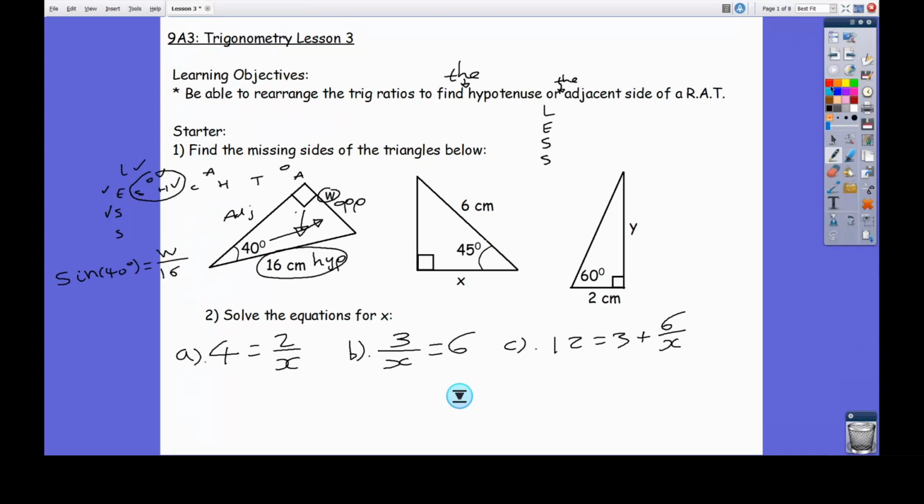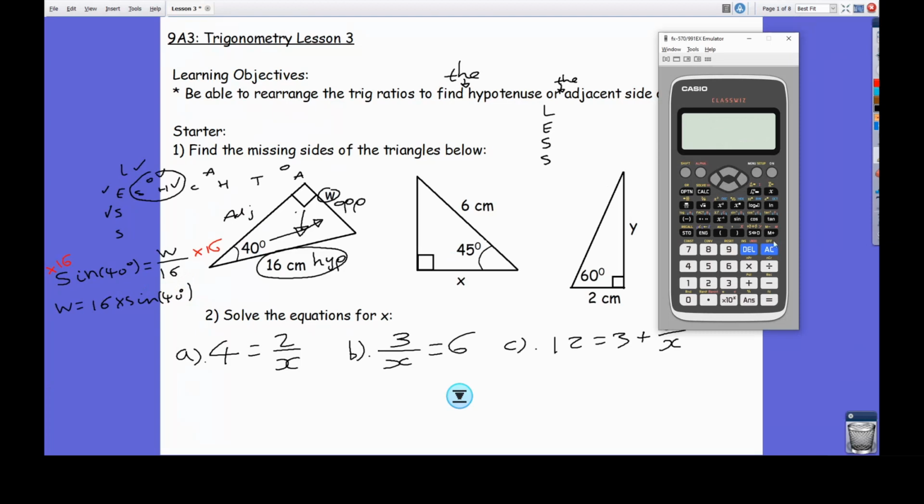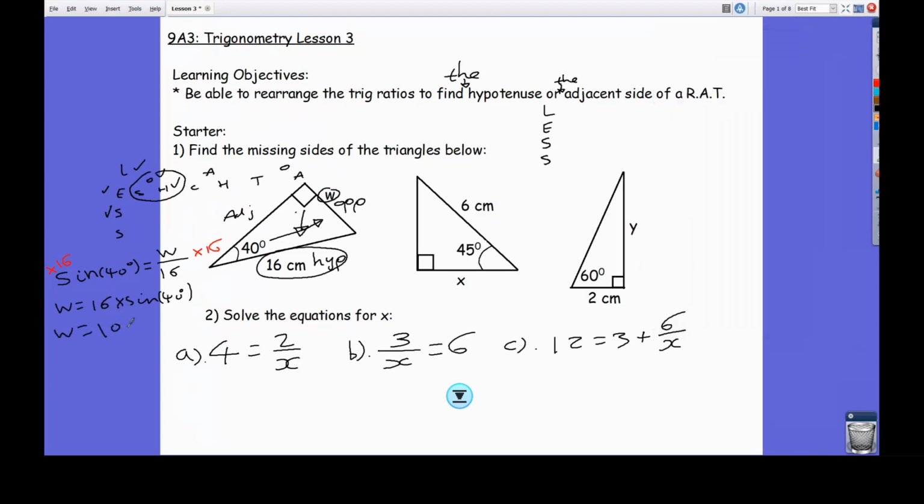And then to solve for W, I can multiply both sides by 16, which will leave me with W is equal to 16 multiplied by sine of 40 degrees. And if I put it into my calculator, so there we go, 16 times sine 40 equals, and I get 10.28 to 2 decimal places. So remember the units, 10.28 centimeters.